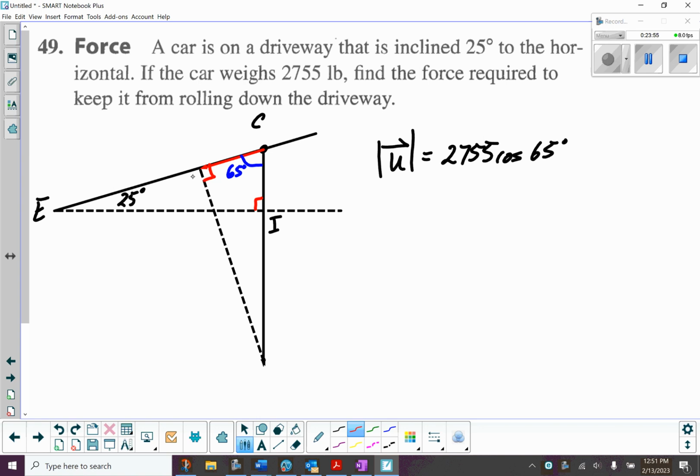then I'm looking here for vector u. Here's vector w, the weight of the car. And 65 is my reference angle. So vector u is the leg adjacent. The weight of the car is the hypotenuse. Adjacent and hypotenuse. We need the cosine function. Okay, once you got all that straight, well then, of course, the calculations are relatively easy.